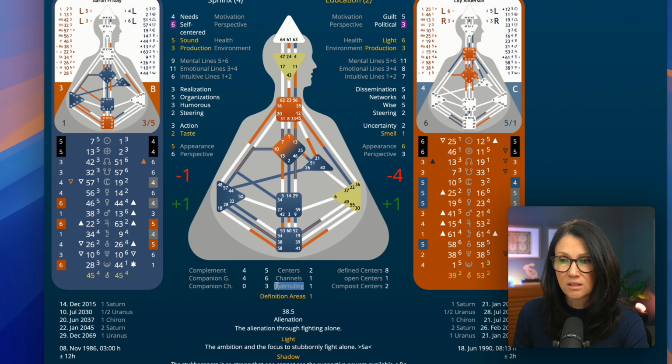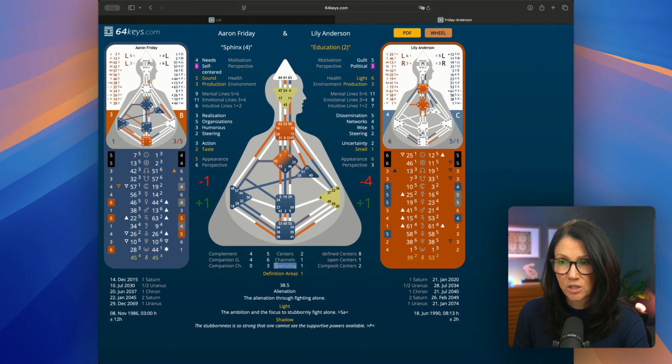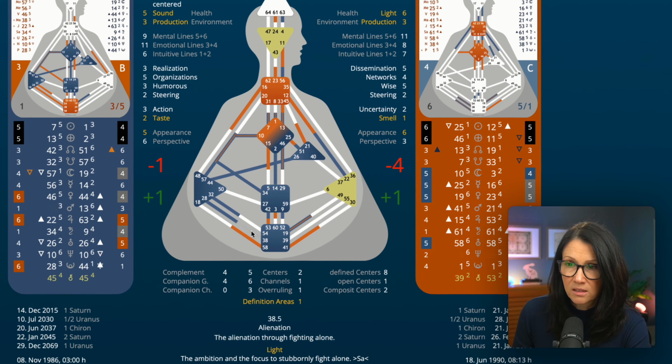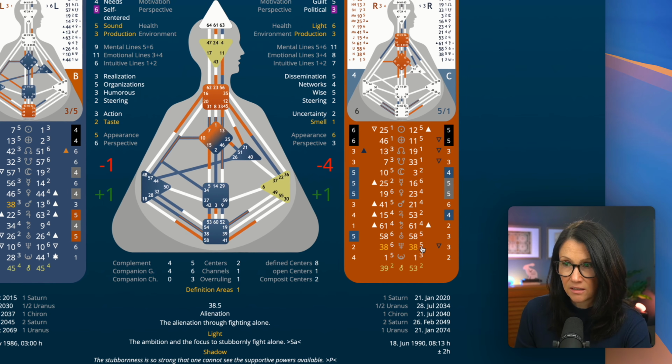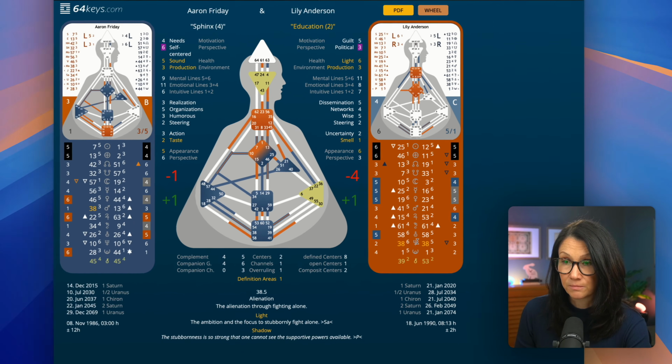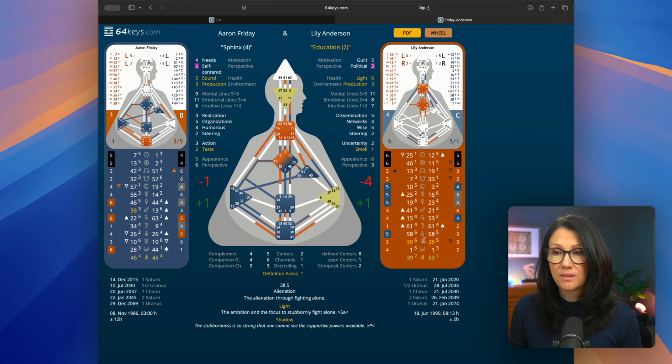Let's look for these 3 overrulings in this composite chart. So the first one is here. You can see that Aaron has the channel of being a fighter, but Lily also has an activation here in the 38 gate. We just talked about this in the Neptune. So how might that show up in this partnership?